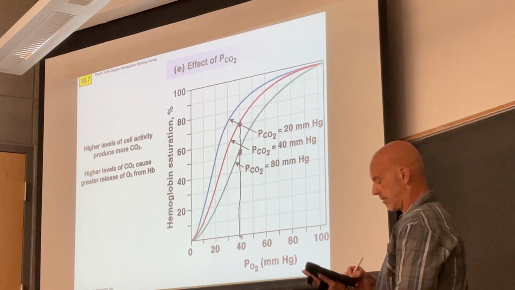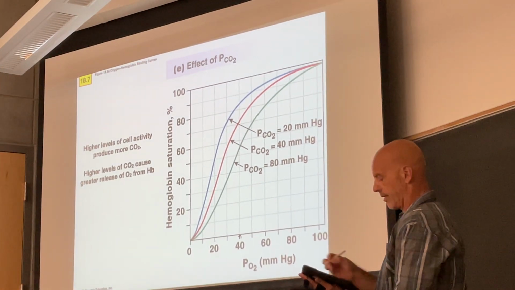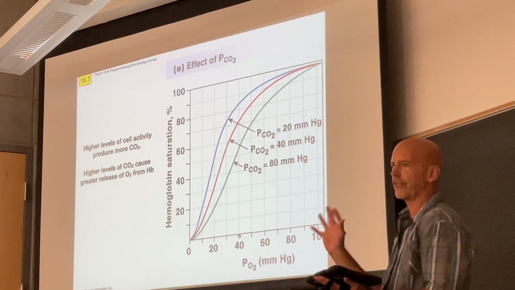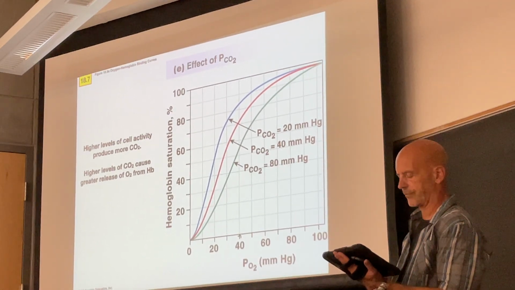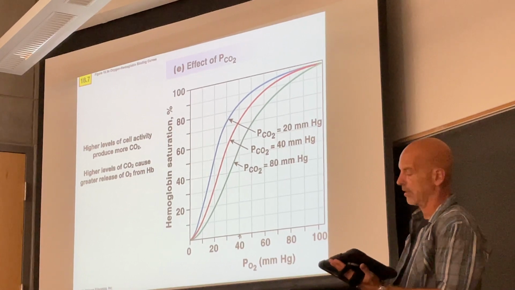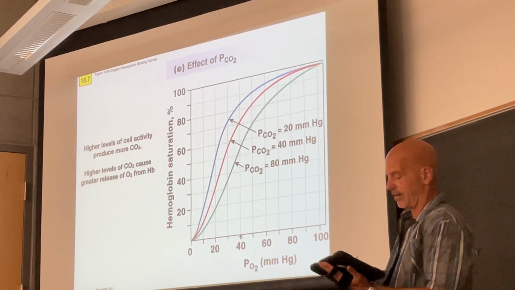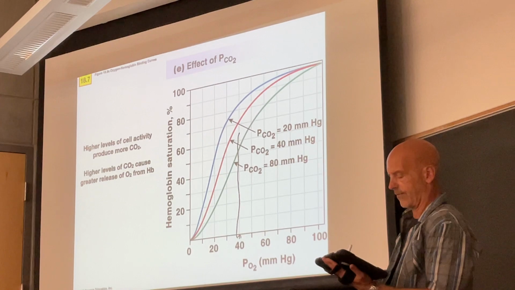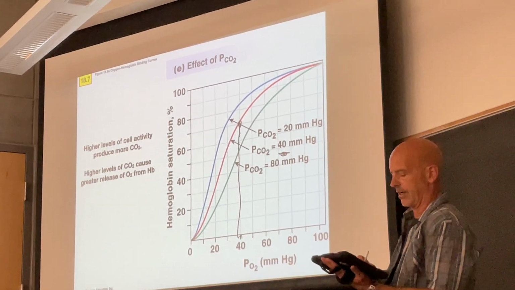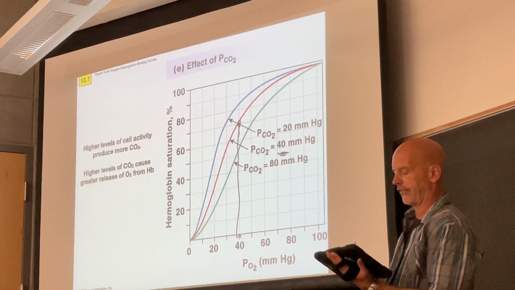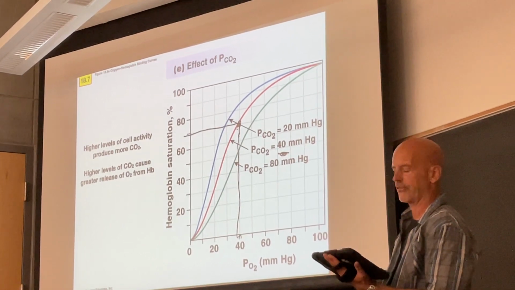So, right, over here at 40, this is like the standard CO2 level, right? At 40, over here, you get to the red. This is the normal one right here, right? At this pressure right here, you're saturated around 70%.